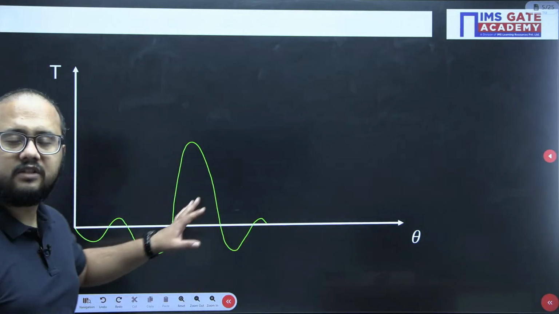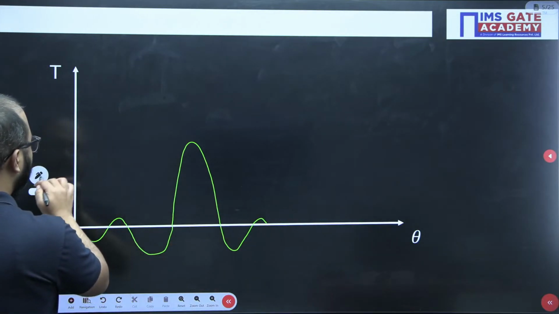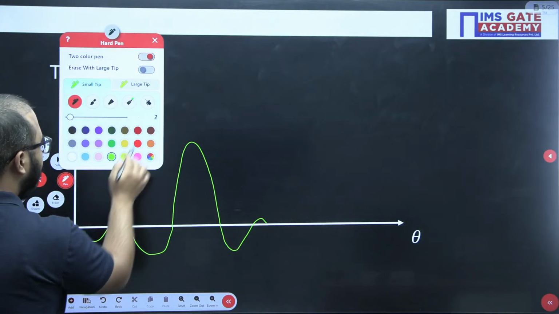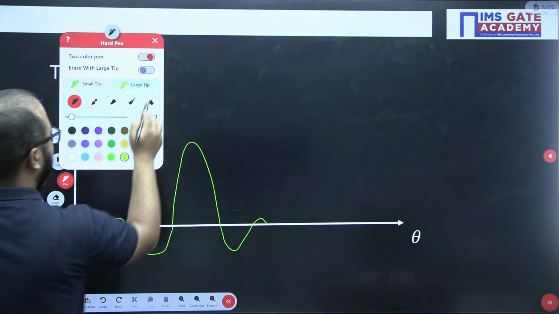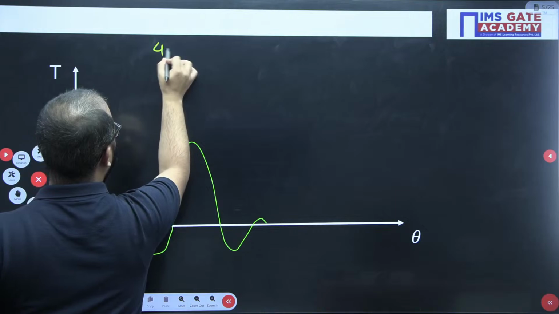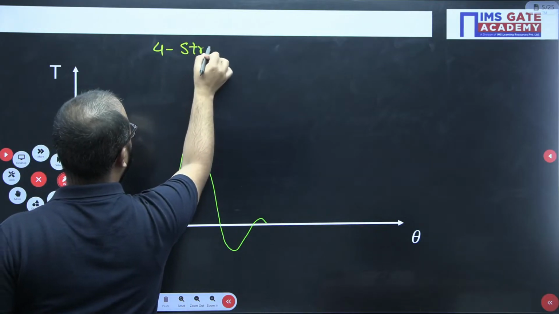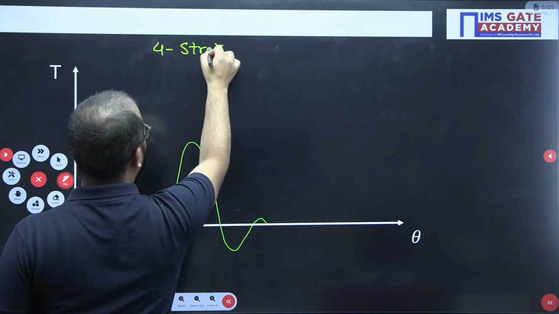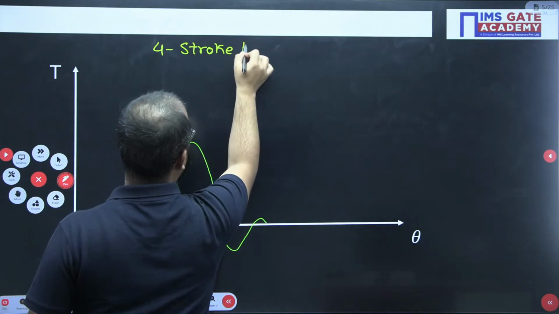This will be the fluctuations we are having in the turning moment diagram. Turning moment diagram of a 4-stroke engine.